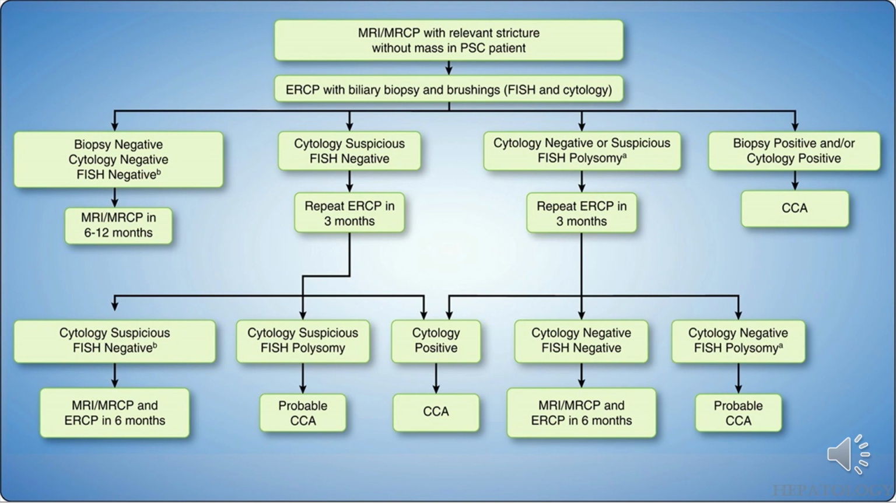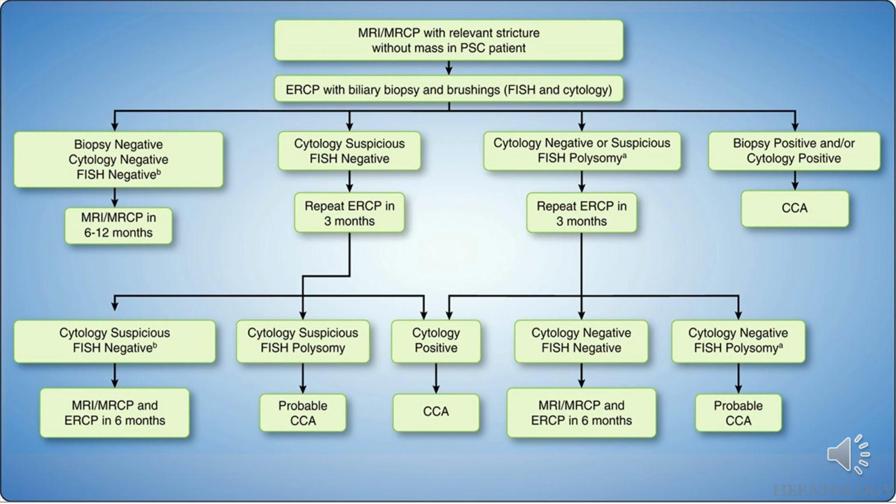This amazing algorithm walks you through the steps, starting with diagnosis with MRI, MRCP, and you find the relevant stricture, and you didn't find any masses in those patients with PSC. So when you do the ERCP and you obtain biliary biopsy and brushings, and this is for FISH and cytology, based on the results, you're gonna decide the next steps. At the very left, if the biopsy is completely negative, cytology negative, FISH negative, then the next step should be obtaining MRI, MRCP in 6 to 12 months intervals.